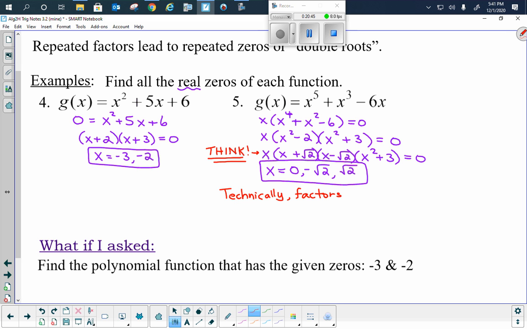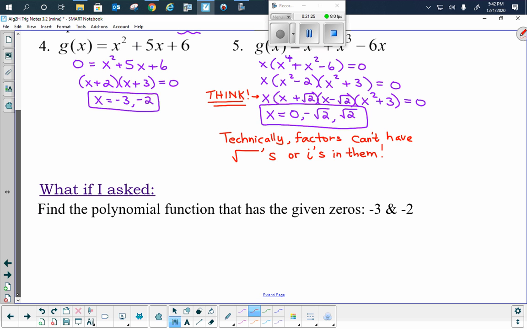technically factors can't have roots, or imaginaries, or i's in them. That's just technical. So you won't ever give me a factor with those in it, but if I see it in your work, that's beautiful. That means you're totally thinking along the right lines.